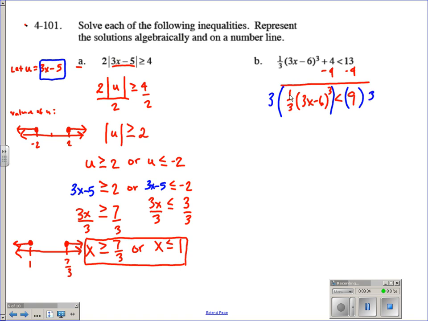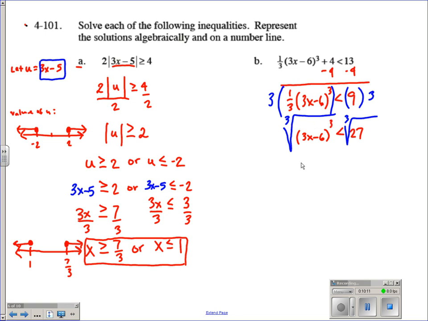3 times 1/3 is 1, so 1 times all this is going to keep it the same. So we've got the quantity of 3x minus 6 cubed, and that's going to be less than 27. Oh, what a nice number. How do you undo something that's cubed? Well, you're going to have to do the inverse operation, which is taking the cube root. Take the cube root of the left side, take the cube root of the right side. These will cancel each other out.